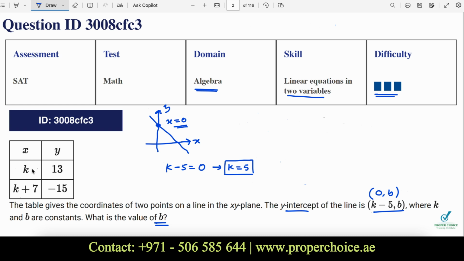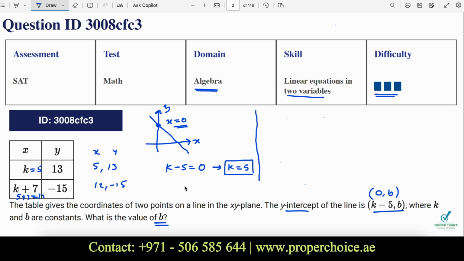The k is going to be 5, and here if you replace k with 5, 5 plus 7 is going to be 12. Now your new coordinates become (5, 13) and (12, negative 15). These are the values of x and these are the values of y. Now to find the y-intercept, I should know how the increment on the y and x axis works. That's basically finding the slope.